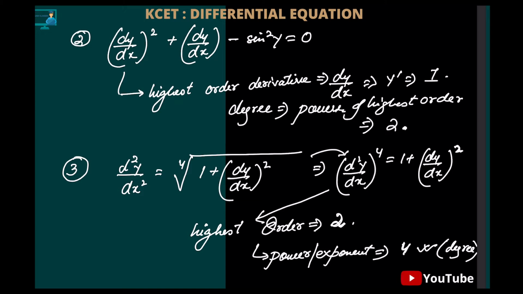So don't make a mistake. A lot of students make a mistake here. You have to bring it into such a form that dy by dx should not be in a square root form or something. So you have to remove that and then find the order and degree.